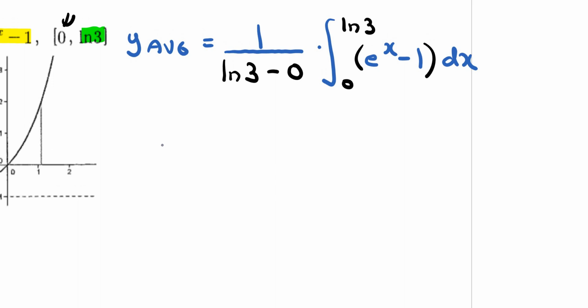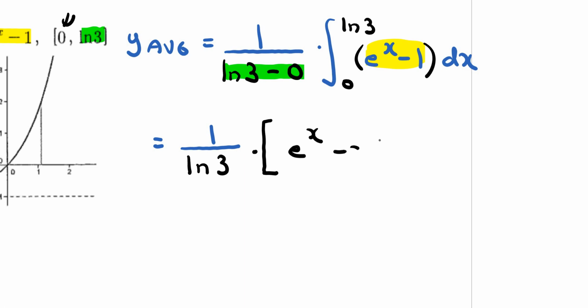Let's start simplifying this. This will be 1 over, and if I have ln 3 minus 0, I just have ln 3 in the denominator here. Then using the fundamental theorem of calculus, let's find the antiderivative of e to the x minus 1. The antiderivative of e to the x minus 1 is e to the x minus x. Close that bracket off, and my lower bound is 0 and my upper bound is ln 3.